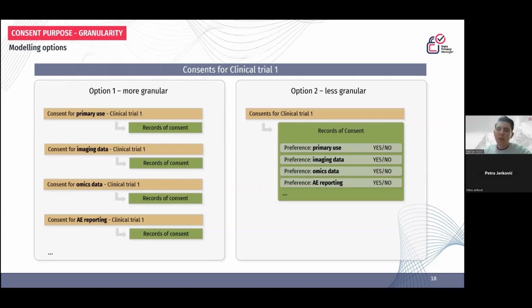And then when patients are enrolled to the study and when you collect their consents, the records of consent will be stored for each of the purposes for primary use, imaging data, omics data, adverse event report. On the right side, there is a different model, different granularity, where you will have only one purpose, and that will be collecting consents for clinical trial 1. And then patient preferences will be connected to the ICFs.